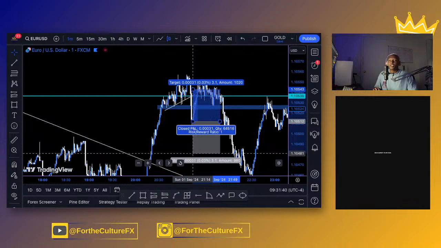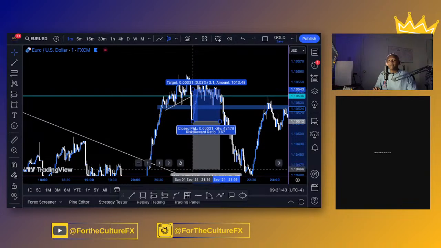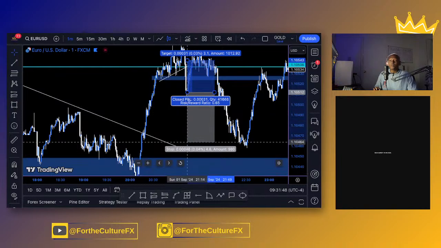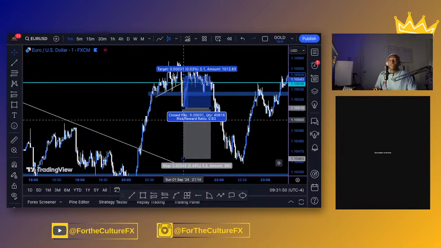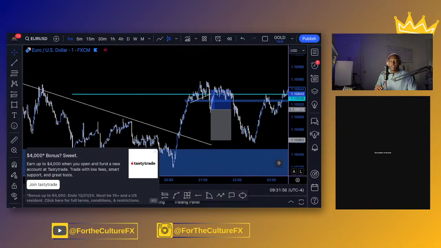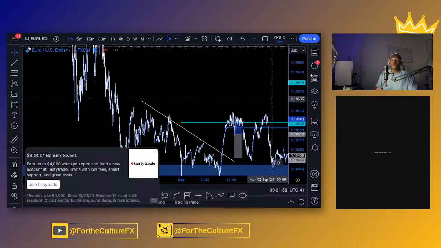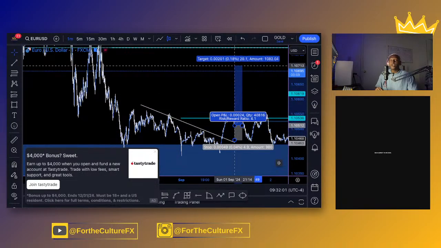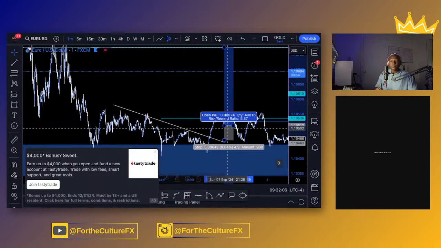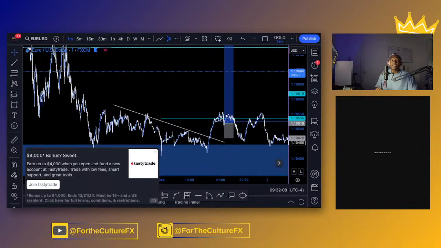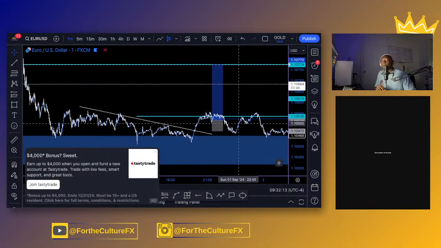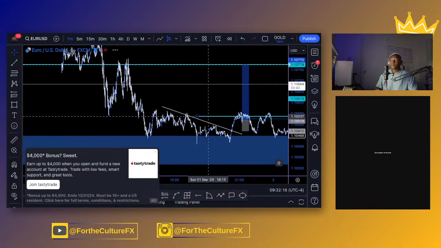And why I went with a conservative 5 pip stop loss, and it didn't have to be this big. Normally I would set my stops below the low of the candle and continuation, but like I said, the spreads. I wanted to account for the spreads, and I also wanted to be able to hold this trade to my full take profit here, which at the time was a 1 to 5 risk to reward. So yeah, this is my exact entry.